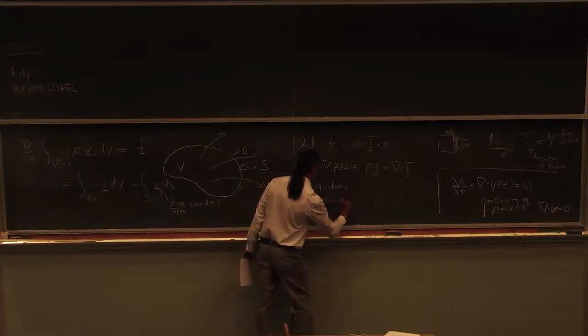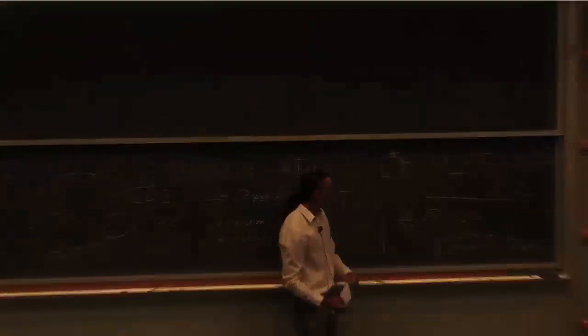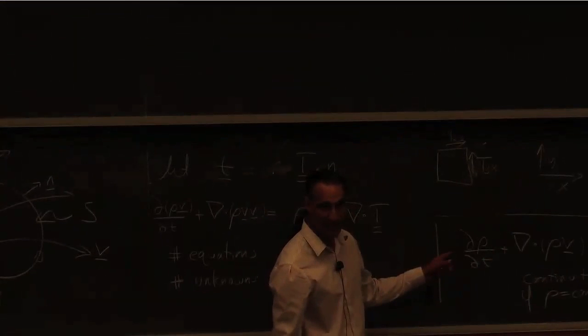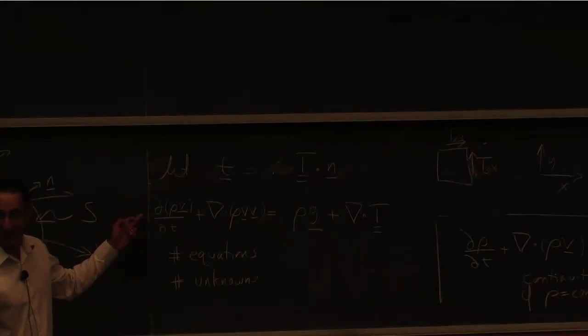I will give you a hint. Let's also say that we know that mass is conserved. We'll count this as one equation. How many equations do we have here?